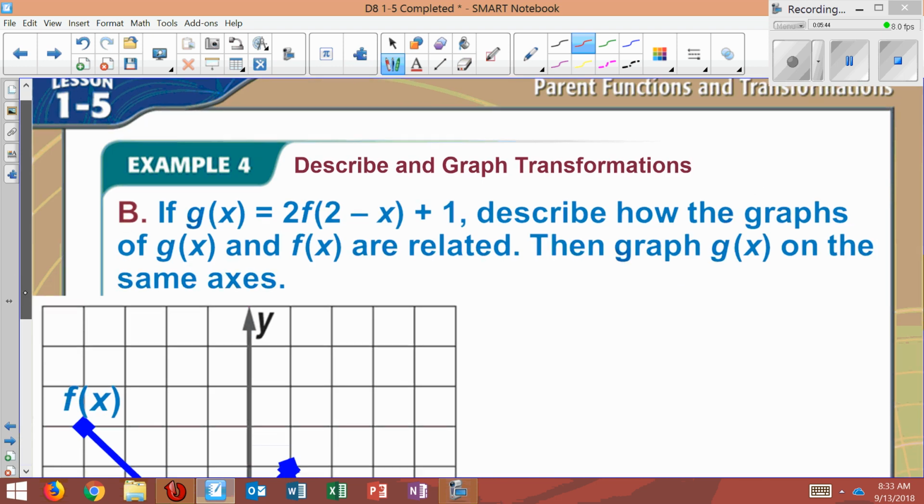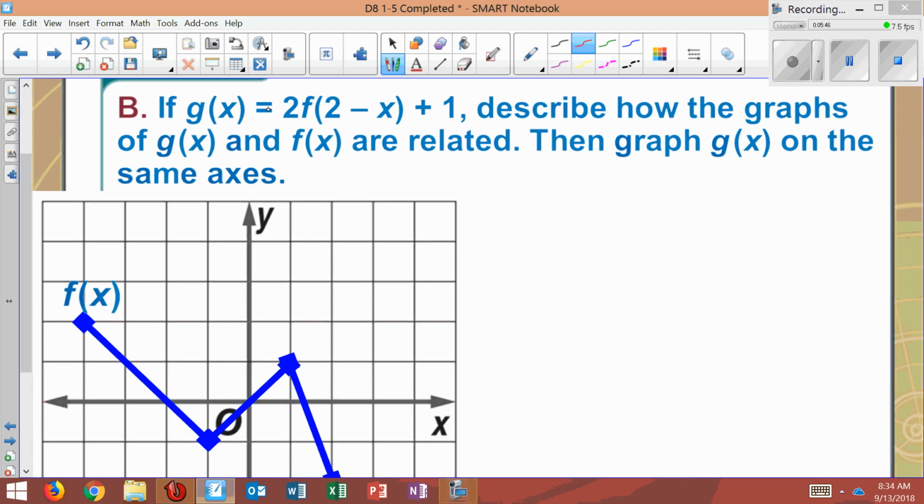Let's try another one, part B. g of x equals 2 times all of this. Describe how the graph g of x and f of x are related. Then graph g of x on the same axis. Now, this is a little tricky in this part. When we see this, we could rewrite this as negative x plus 2. Now, I know what most people are saying. That's a plus 2, but it's inside, so it's going to lie. The truth is, the reason it seems like it's lying is because what happens mathematically is you solve it for x.